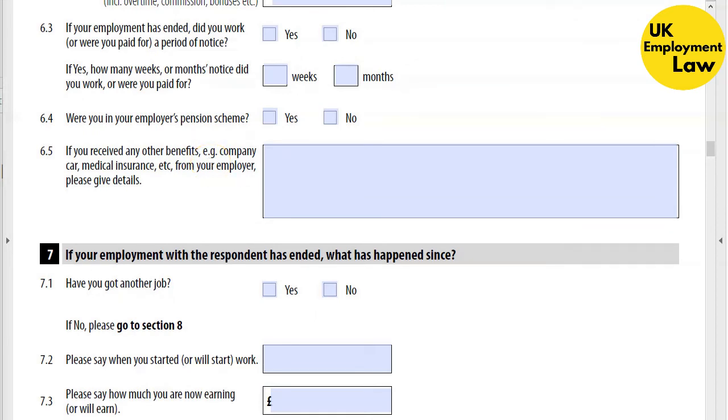6.5, state here any other benefits you received from your employer, as it gives examples of company car or medical insurance, etc.